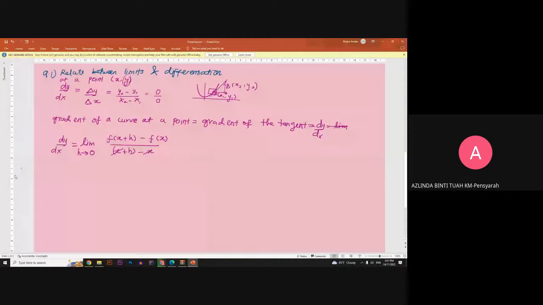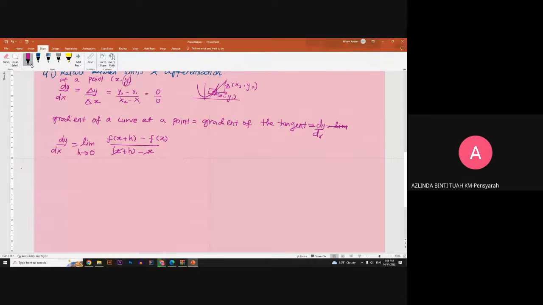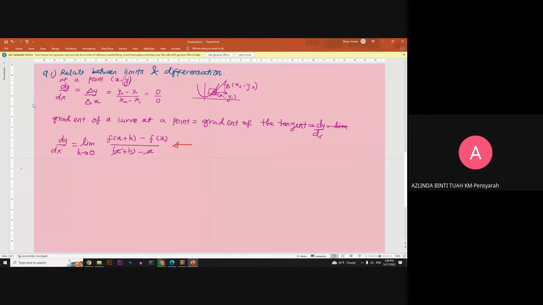So this is your first formula in this chapter. When the question asks you to find or to differentiate a function, let's say they give you a function here, by using first principle. So when the question mentions only by using first principle, then you have to use this formula. That's the first formula.